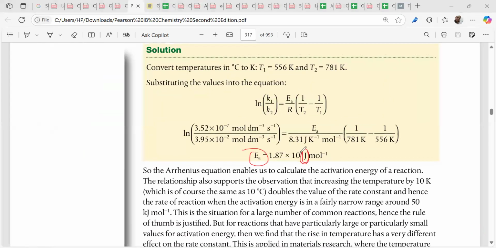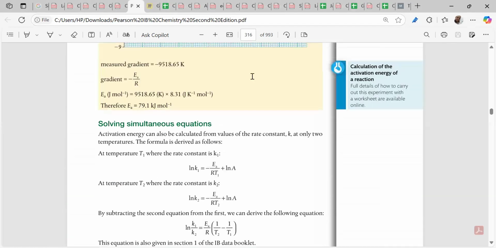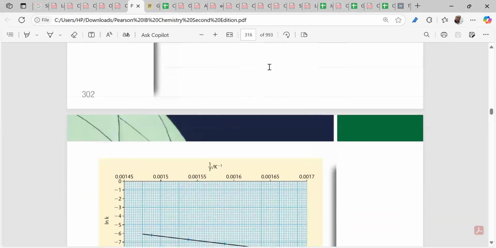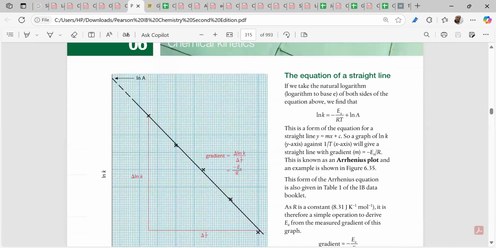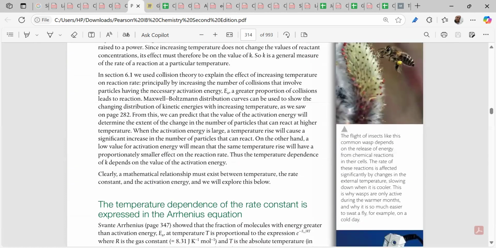Activation energy will come in joules. Divide by 1000 to get kilojoules. Clear? So that was all about the Arrhenius equation of the kinetics HL portion of chemistry IBDP.